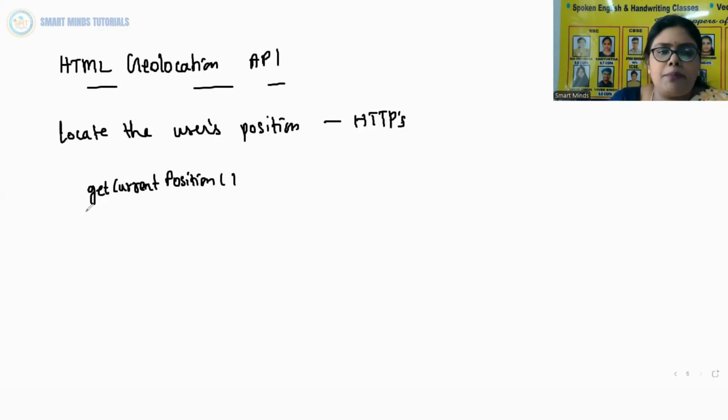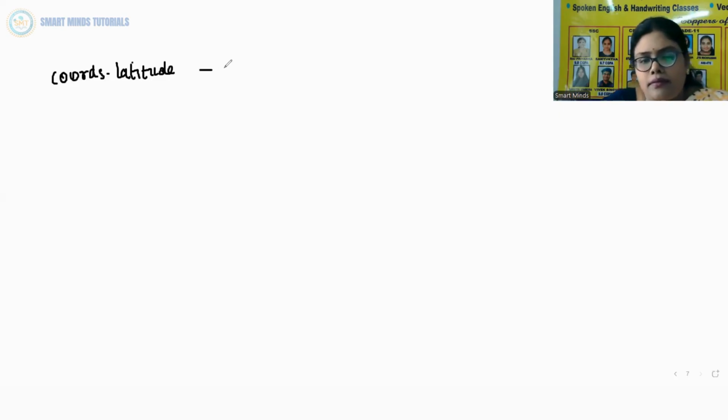So what does the getCurrentPosition method do? It returns an object on success. The latitude, longitude and accuracy properties are always returned. There are some properties which are returned by getCurrentPosition. Let me give you the properties. So coords.latitude. What does it do? It returns the latitude as a decimal number, and this is always returned.